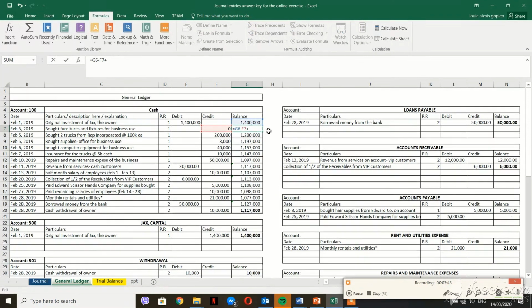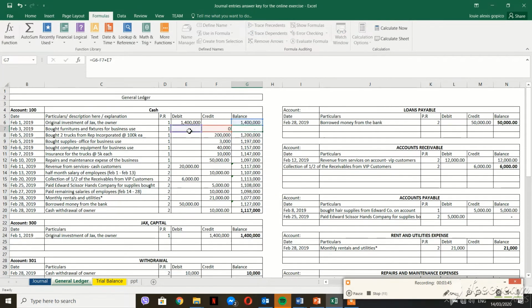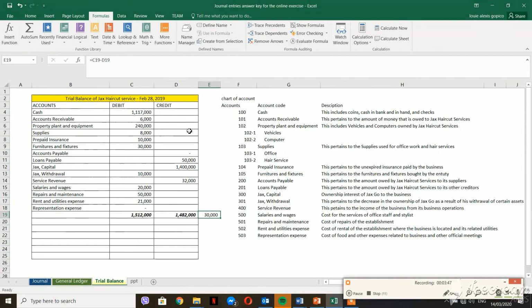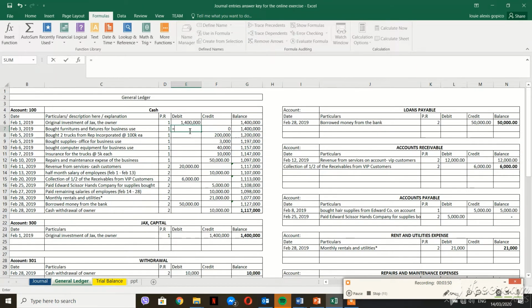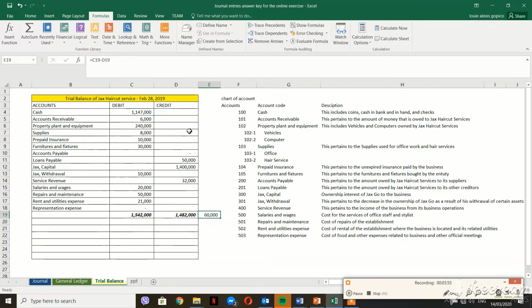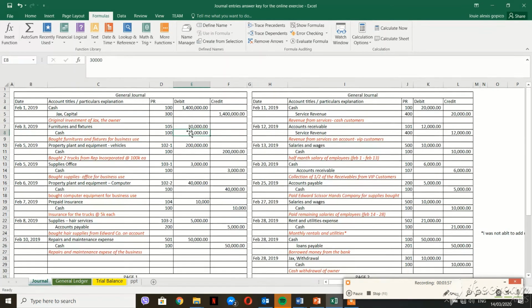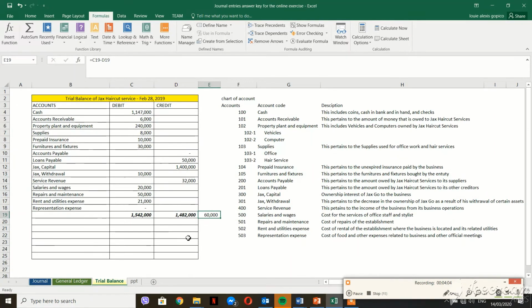wait, I'm fixing the formula. So if you look at the trial balance, the difference is 60,000 because we put the amount on the debit side instead of the credit side. So a tip for determining the error is to divide the difference by 2. 60,000 divided by 2 is 30,000, the amount of the error.